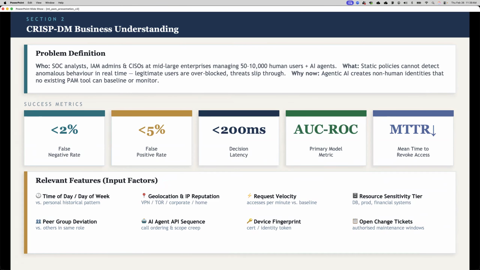Okay, let's talk about the CRISP-DM business understanding. Using the CRISP-DM framework, I define the business problem clearly. The primary users are SOC analysts, compliance engineers, auditors, IAM administrators, and CISOs at mid to large enterprises, managing human users, non-human users, and a growing number of AI agents.